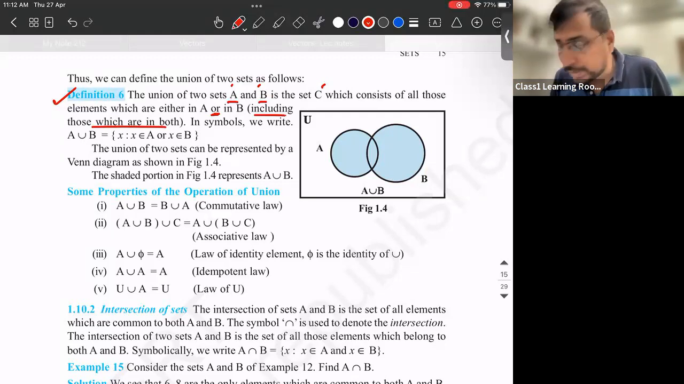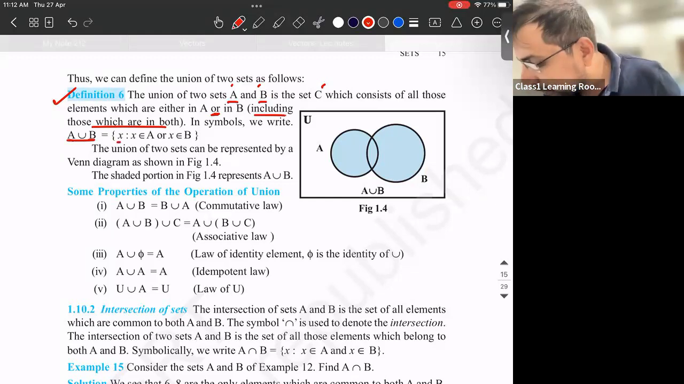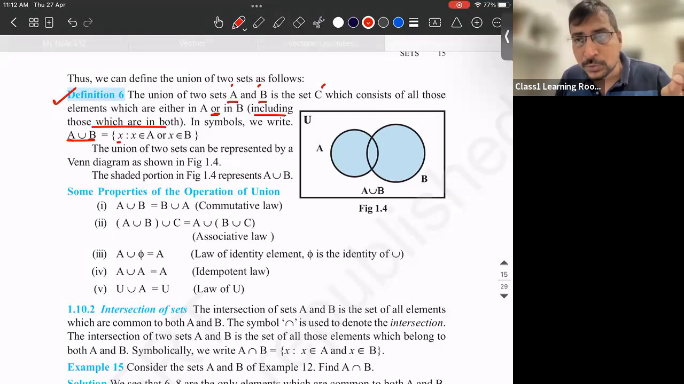Then how do you write it? We write it as A union B is equal to, in the set builder form, we need to write only those elements X such that X belongs to A or X belongs to B. This part I want everybody to make a note of. Please write it down.